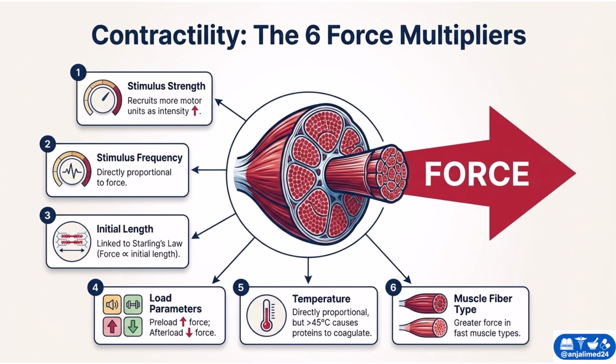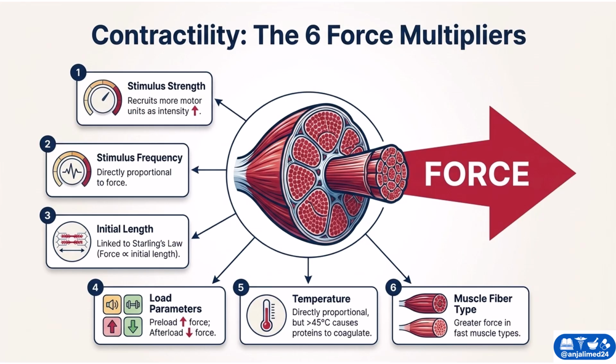Contractility, the six force multipliers. Now let's understand the six major factors that increase muscle force contraction and the muscle force generation. These are called the force multipliers of contractility. Number 1, stimulus strength. As the stimulus intensity increases, more motor units are recruited. More recruited muscle fiber means greater force production.